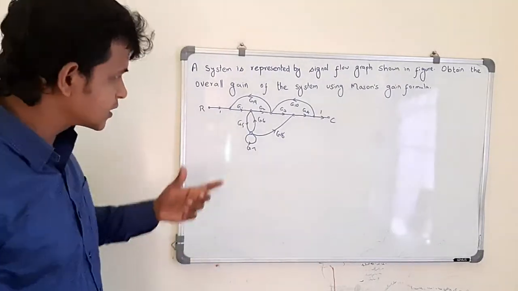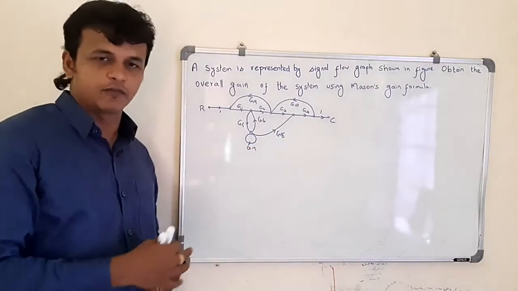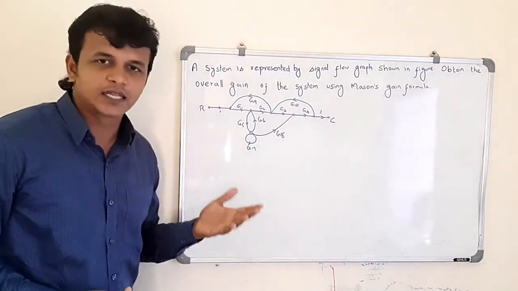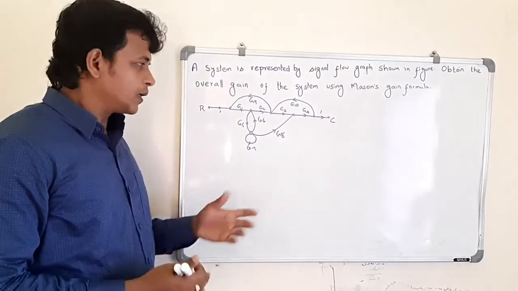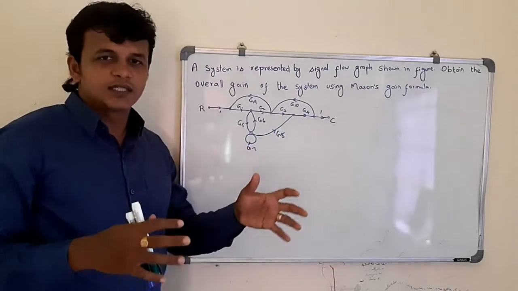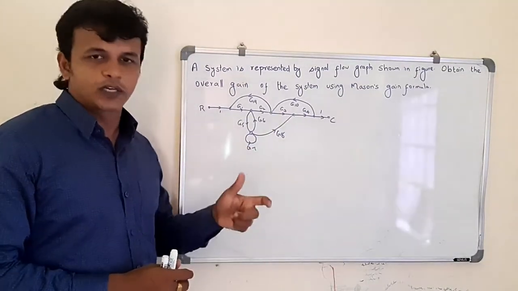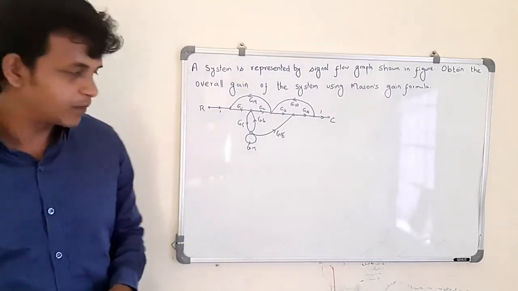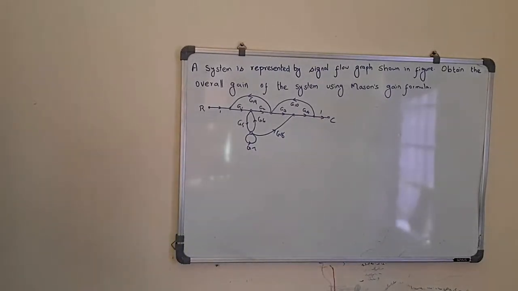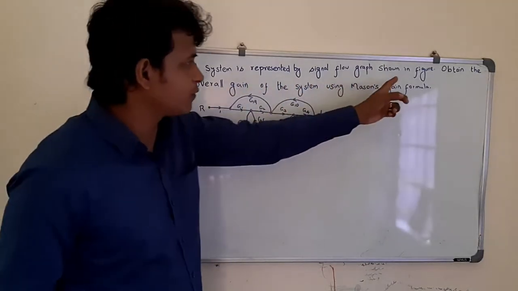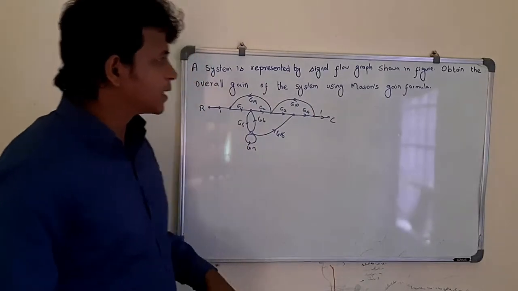This is one of the toughest problems asked on Mason's gain formula. We cannot say that it is a tough concept, but among the other questions asked related to Mason's gain formula, this one is quite complicated compared to the others. Here the question is: a system is represented by a signal flow graph shown in the figure. Obtain the overall gain of the system using Mason's gain formula.